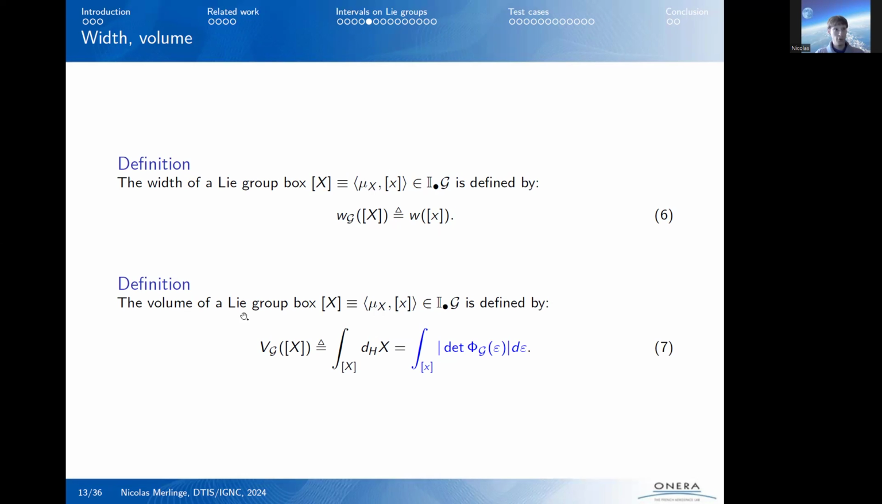We can also define a volume in the Lie group by simply integrating a unit function inside the box, the Lie group box domain. But since it's not very convenient to manipulate, we can switch to the Euclidean space with the exponential coordinates. And by substitution, we can get an integral that is in the Euclidean space on the Lie algebra domain. And here a term appears that is linked to the curvature of the group.